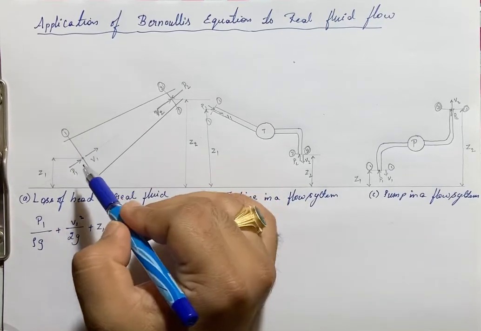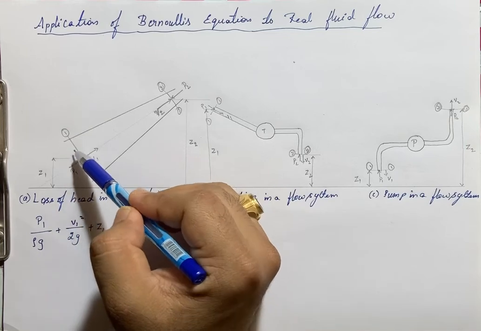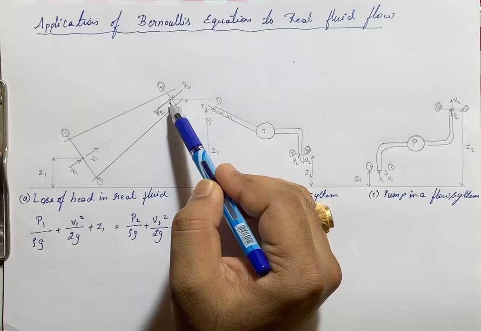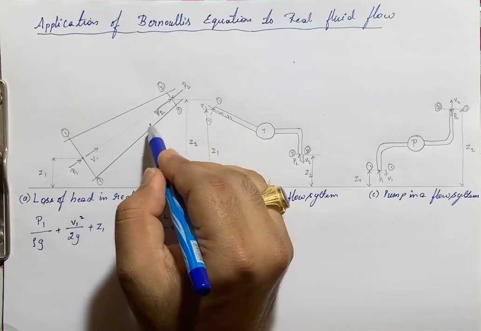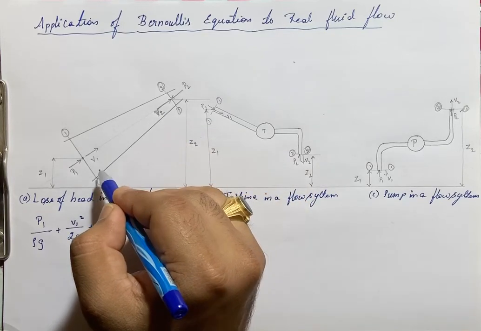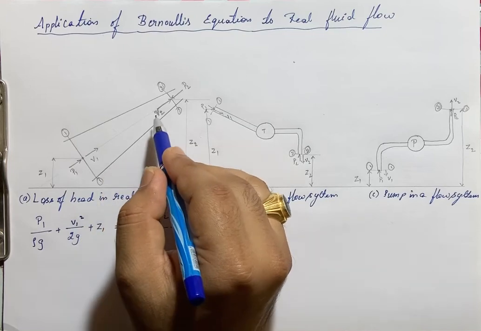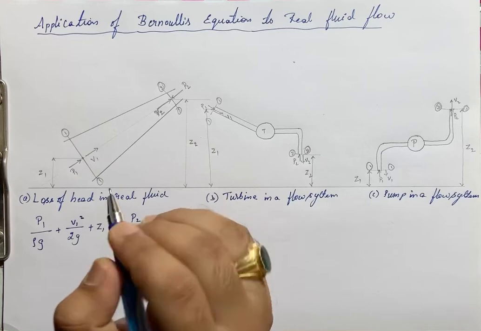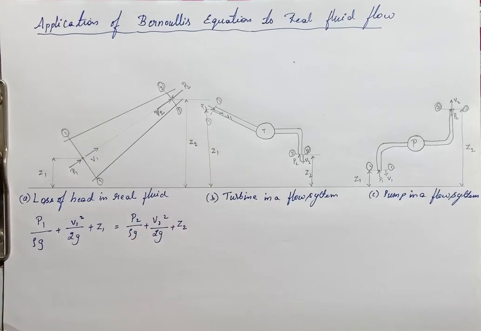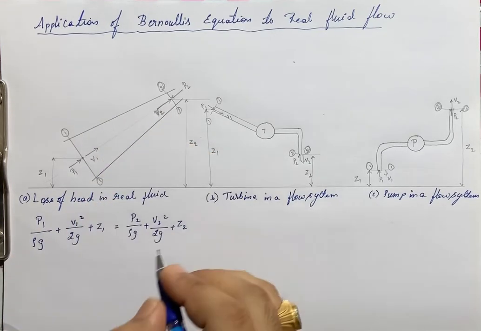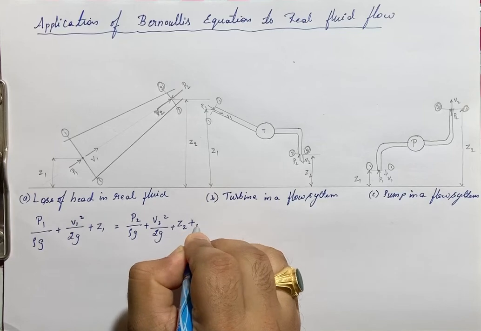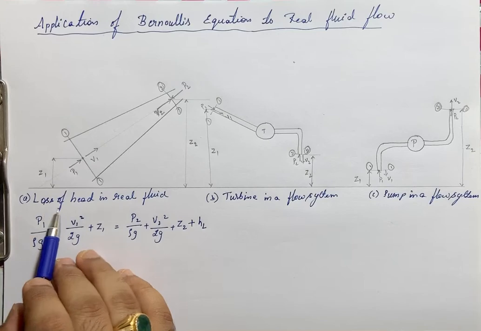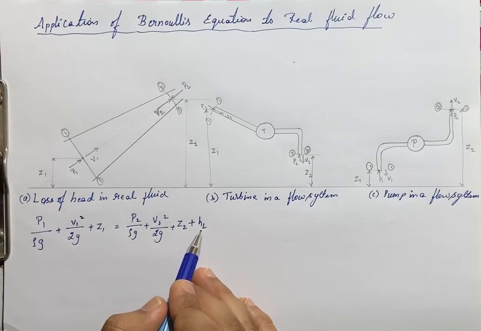Now, here, what happens in the fluid which is flowing from section 1 to 2, due to the friction between the molecules and on the surface of the walls, there will be loss of head. That loss of head should be accounted for in Bernoulli's equation. It is written as HL, that is loss of head due to friction in the pipe.